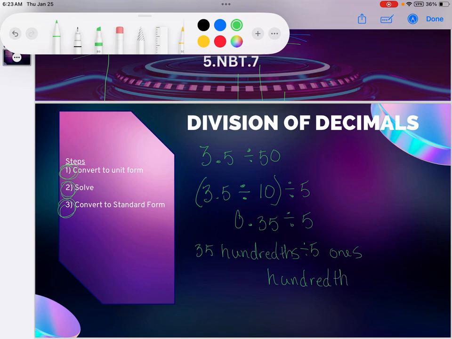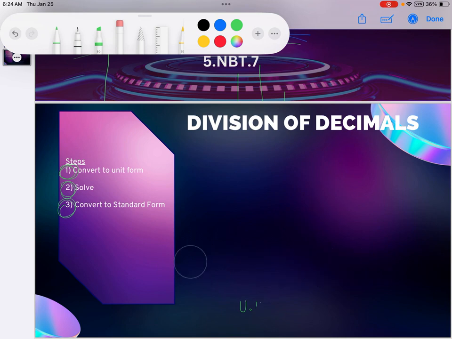I love to do the unit first because I'm less likely to forget it. So 35 divided by 5 is 7. So I have 7 hundredths. And then I'm going to convert that into standard form. So 0.07. Just like that. All right, so let's take it a step up and get a little bit harder.